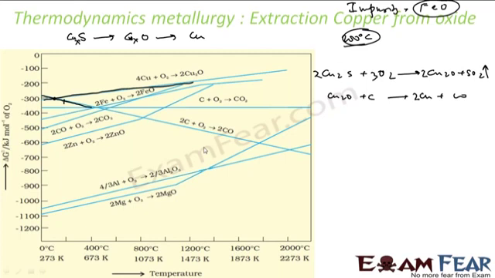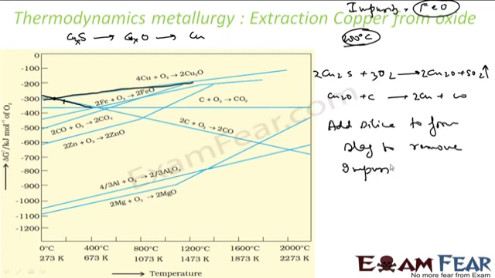Again, we'll form the slag, and in this case, to form slag, we'll add silica to remove my impurity, and in this case the impurity is FeO. So the reaction will be: FeO, that is my impurity, and SiO2 are added to form FeSiO3.